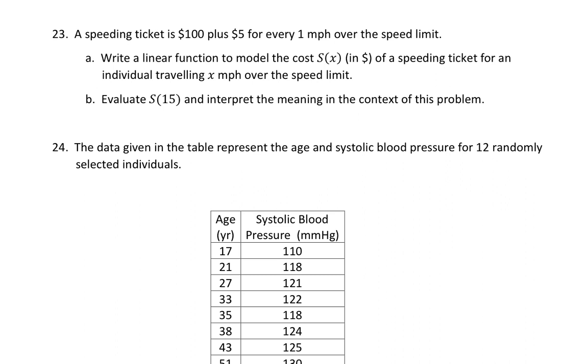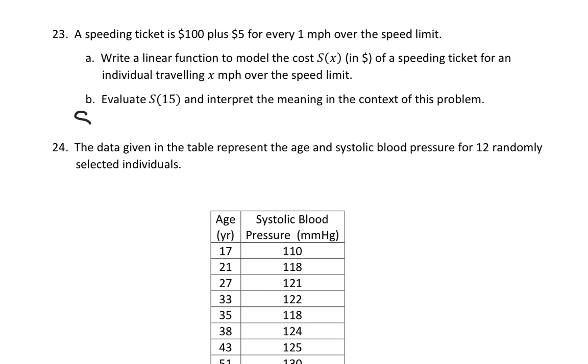Question 23 says a speeding ticket is $100 plus $5 for 1 mile over the speed limit. Write a linear function to model the cost of the speeding ticket for the individual traveling x miles over the speed limit. So, we know that our y is going to be s, and we know that this is going to be a linear equation because for every 1 mile we go up $5, and that's going to be consistent for every one.